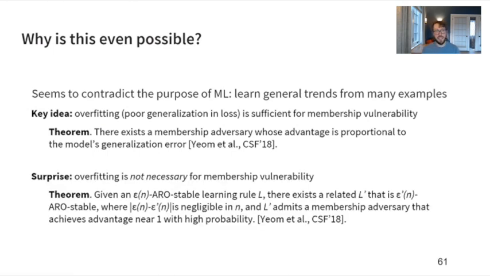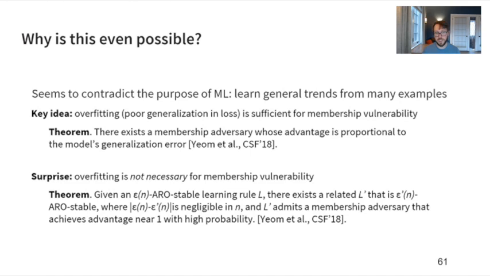But somewhat surprisingly, overfitting isn't necessary for membership vulnerability. And in the same paper, they showed that if I have a stable learning rule, then I can always find a closely related learning rule that's almost as stable. But this related rule, L prime, admits a membership adversary that can pretty much always predict whether a point was in that model's training data or not. Right? So if I'm stable, then I generalize, but I can also leak perfect information about the contents of my training data to a black box attacker. So the next question is, how does that work?